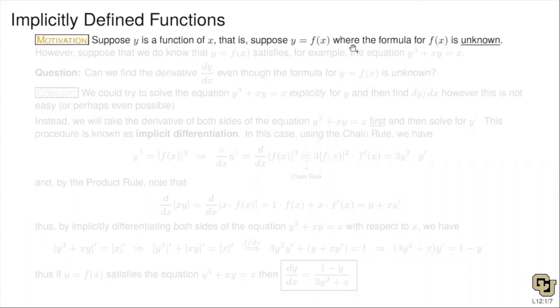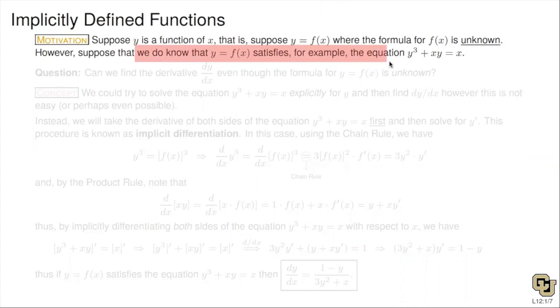So the situation is we have y is a function of x, but the problem is we don't know the formula. So I know y depends on x, but the formula for f of x is unknown. What I do know about y, though, is that y satisfies an equation. In this example, I just made up an equation. Even though I don't know what y is as a function explicitly, I do know that whatever y is, it satisfies the equation y cubed plus xy equals x. Just an equation I made up for this example.